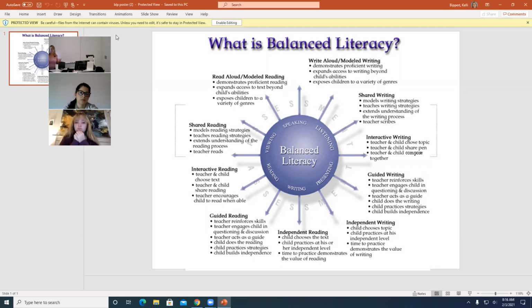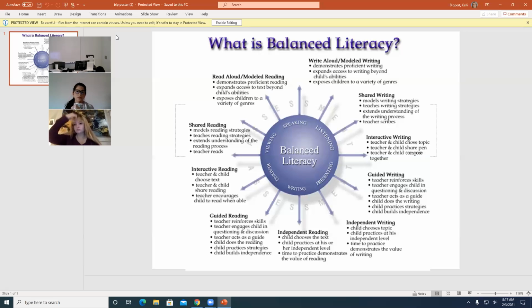So I'm going to talk to you guys about this chart real quick. I'm going to try to keep my social distance, so y'all know. So balanced literacy: read alouds and modeled reading is part of it. And that's what your first lesson is going to be focused on. Guided reading, read alouds and modeled reading, where the students listen to a good model of effective reading, comprehension, question asking, things like that. You're guiding them through a story. It demonstrates proficient reading, expands access to text beyond their abilities.